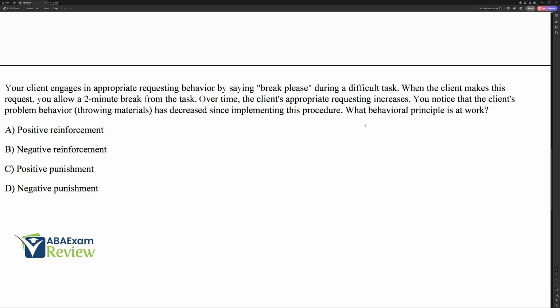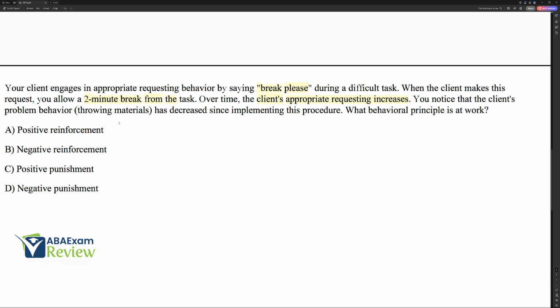Reinforcement increases, punishment decreases. We know the client is engaging in requesting behavior by saying "break please." That's great. When the client makes this request, you give them a break. A break counts as what? The removal of the task. And so if this behavior increases, which it does, appropriate requesting increases, you've used negative reinforcement. Negative, we've removed the task, taken it away. Reinforcement, the behavior has increased. So now the behavior principle at work is going to be negative reinforcement.